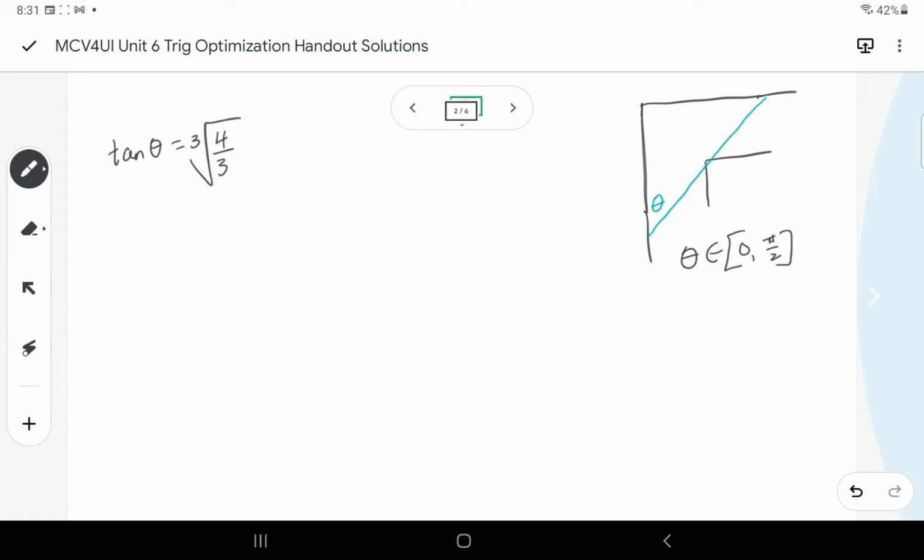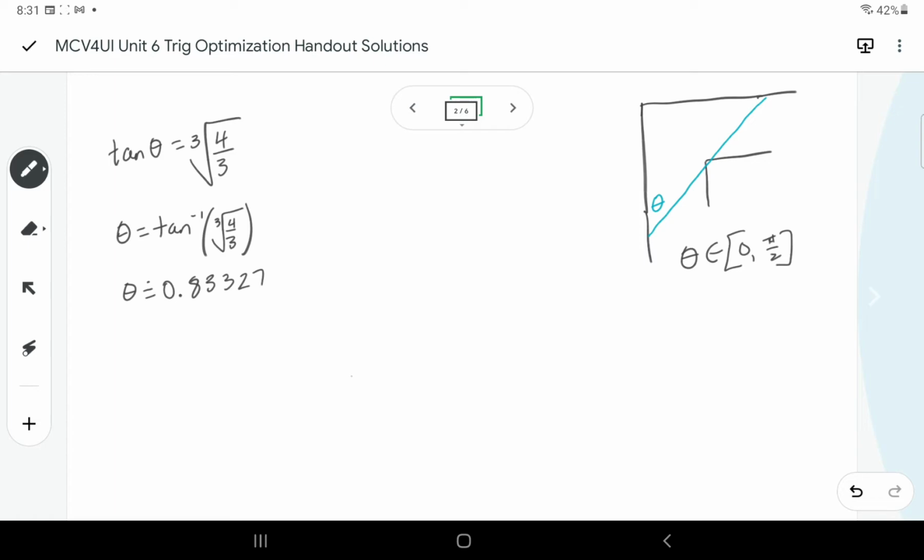So again, making sure your calculator is in radian mode and solving for your angle here, if we do tan inverse of the cube root of 4 over 3, figure out what that is, keep a bunch of decimal places just in case, and I get 0.83327. That's probably more decimal places than we need, but it can't hurt.